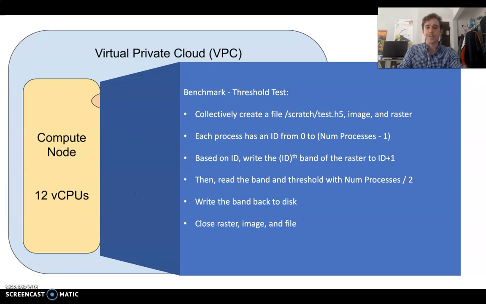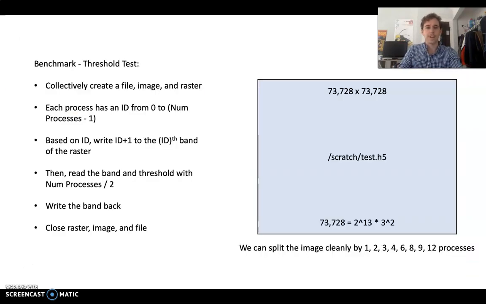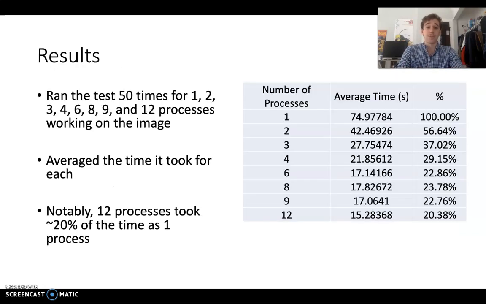I ended up picking a really large image, 73,728 by 73,728, because that number is equal to 2 to the 13 times 3 squared, which means it can be cleanly divided by 1, 2, 3, 4, 6, 8, 9, or 12 processes. And so I would have 8 data points that I could look at to see how much this actually improved.